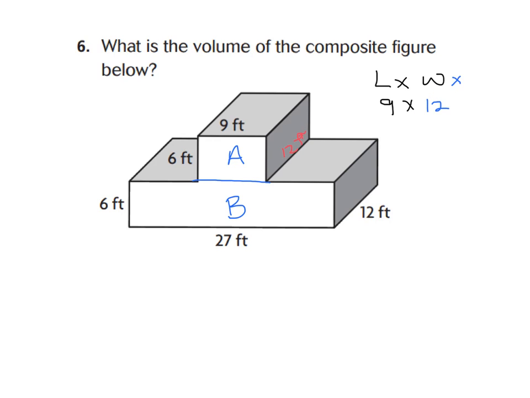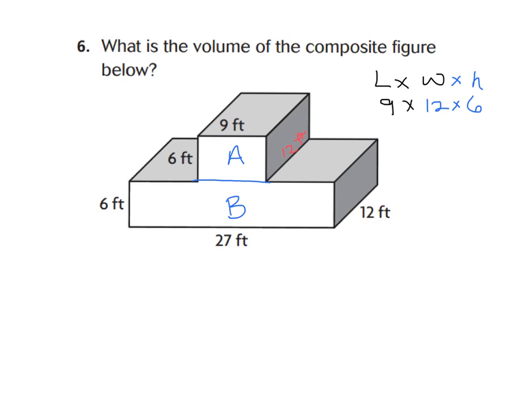And now let's find the height. Right here it's telling me that this would be 6 feet high. Right here you can see it says 6 feet. It belongs with this portion right here. So we have 6 feet high for my height. So now we can solve for this first rectangular prism with 9 times 12 times 6 to get our rectangular prism's volume.